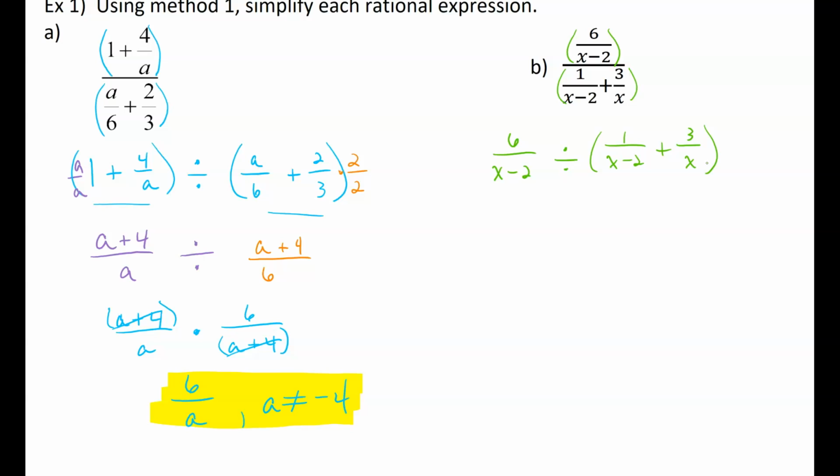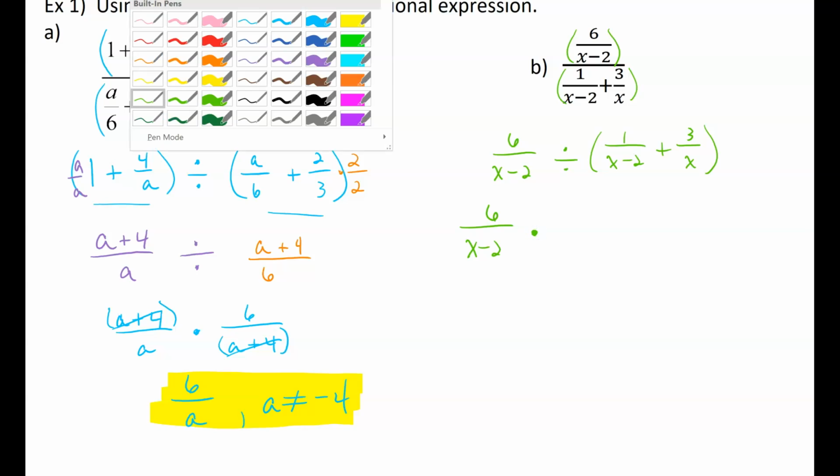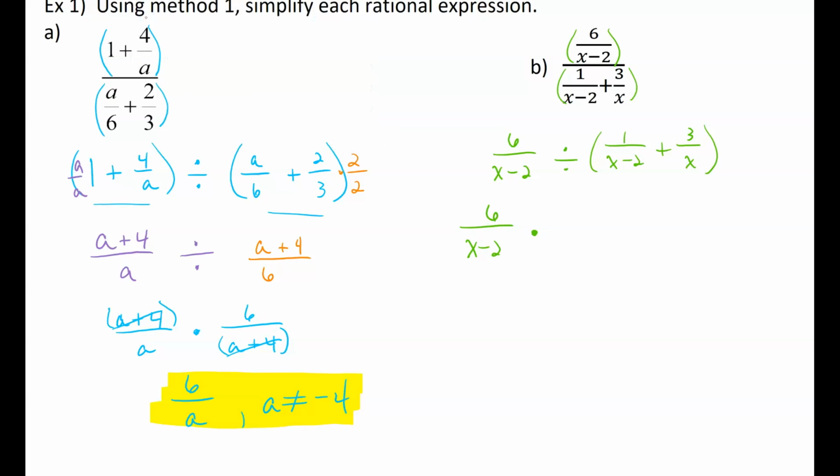So our first term is already in a single numerator and denominator, so that's going to stay the same. The second term, however, needs a common denominator. So what's our common denominator going to be there? Okay, and are we going to distribute that through? No, don't distribute the terms. Go ahead and keep them separate. Okay, so least common denominator is x times x minus 2.